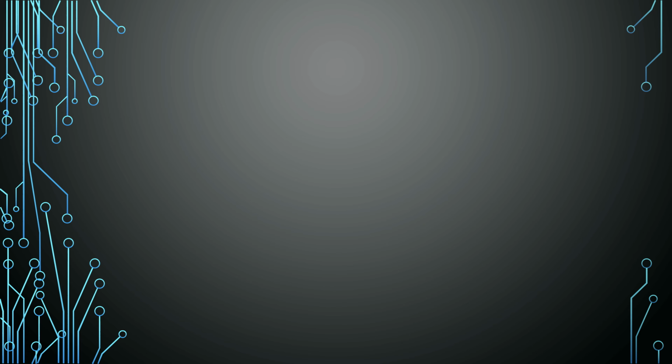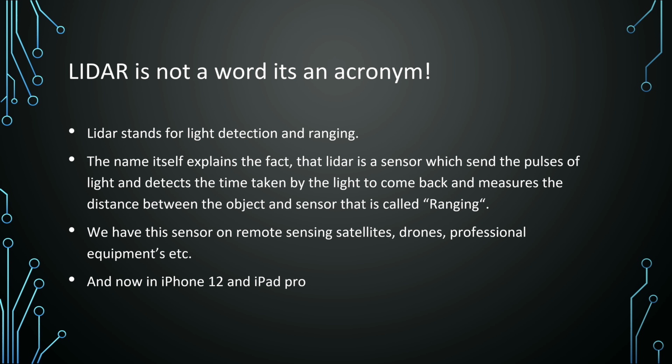Do you know what is LiDAR? LiDAR is not a word, it's an acronym. LiDAR stands for Light Detection and Ranging. The name itself explains the fact that LiDAR is a sensor which sends pulses of light and detects the time taken by the light to come back and measures the distance between the object and the sensor, that is called ranging. We have this sensor on remote sensing satellites, drones, professional equipment, etc. And now we have it in iPhone 12 and iPad Pro.